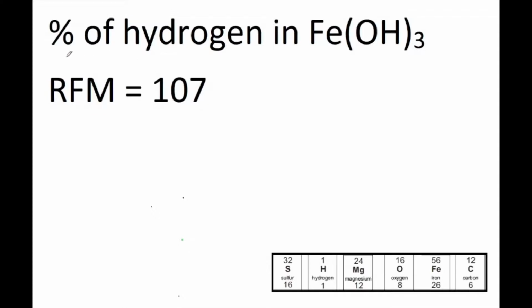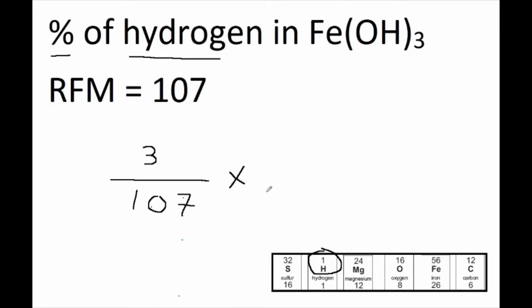Now this question wants us to work out the percentage of hydrogen in this compound. So because we've got 3 hydrogen atoms, and each hydrogen atom has a mass of 1, we're going to do 3 over the total, which is 107, or RFM, sorry, and then multiply that by 100. If I just check on the calculator, that gives me an answer of 2.8%, if I round that to 2 significant figures.